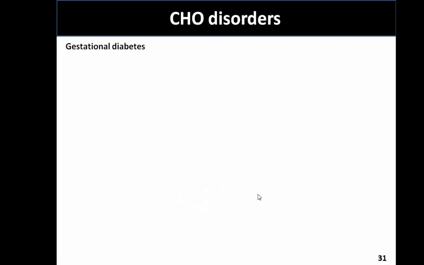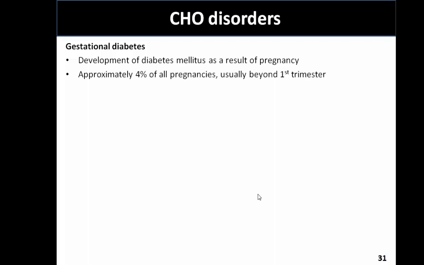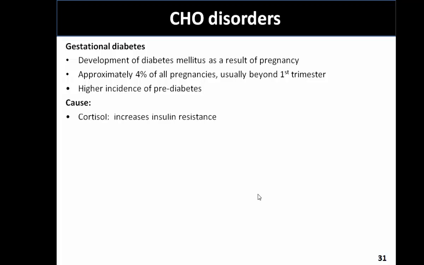In terms of gestational diabetes, as mentioned earlier, this is a development of the same condition discussed, hyperglycemia, glycosuria, as a result of pregnancy. Approximately 4% of all pregnancies will develop this condition after the first trimester. And this results later on with a higher incidence of becoming pre-diabetic later in life, but again, that's a statistical relationship, not cause and effect.